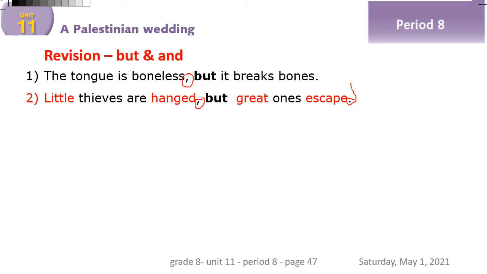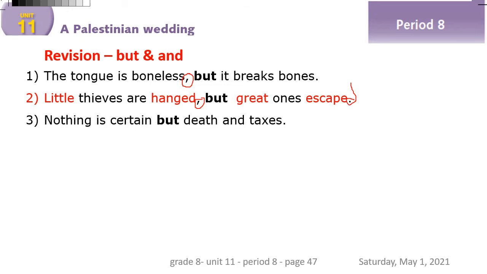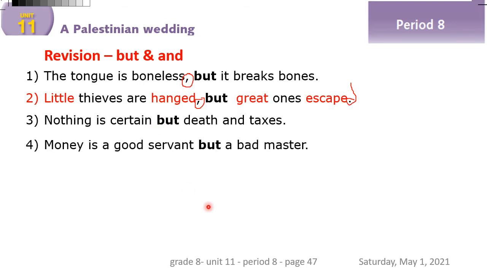Try to guess the notes. The third example: nothing is certain but death and taxes. The question here: where is the comma? I'll answer it, God willing. Money is a good servant but a bad master. Where is the comma?